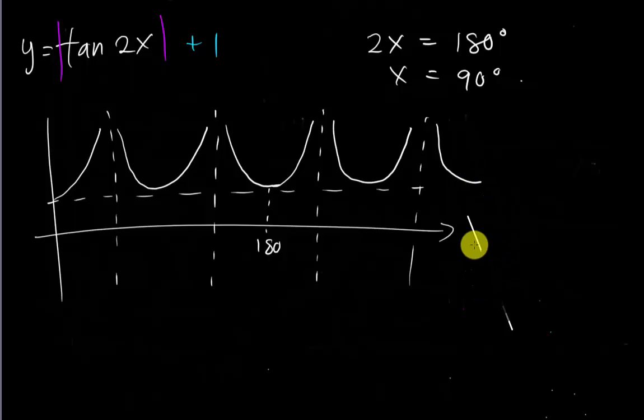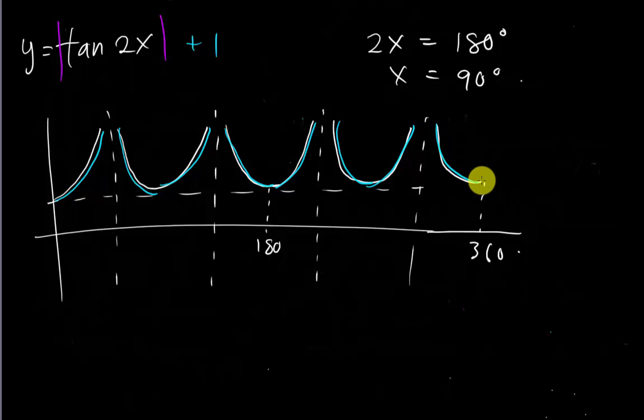If the question asks you to sketch until 360 for 2x, and then you have the modulus, this one will be 360. You just calculate like this. Let's say I call this one 1, 2, 3, 4 equals to 180. 1, 2, 3, 4 equals to 360. You can calculate like this. Plus 1 means this is 1, and this is the x-axis, and this is the y-axis.